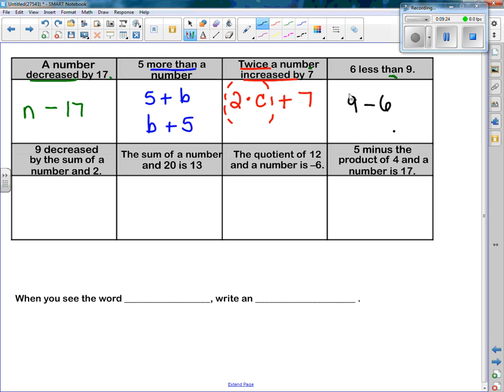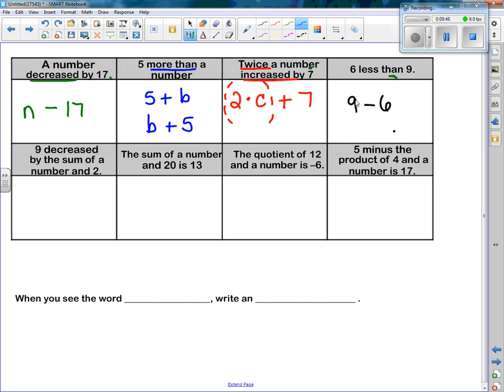All 4 of these examples up here are expressions. We know that they're expressions because there is not an equal sign. Some of the examples that we do in this bottom row are going to be equations, which means we should see an equal sign in it. Okay, let's keep going. We have 4 more.